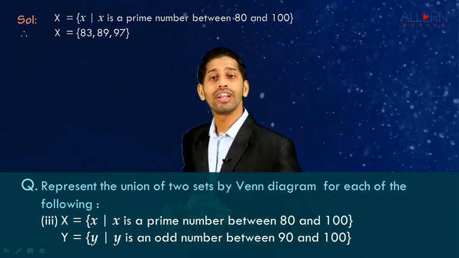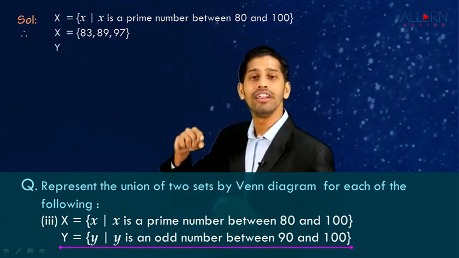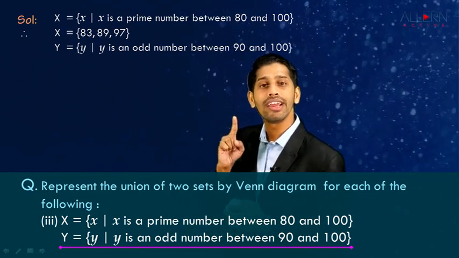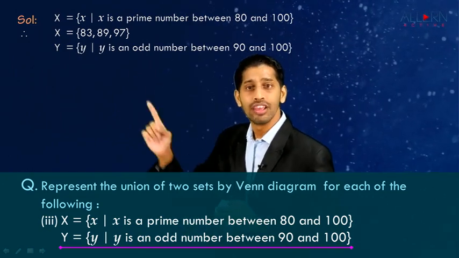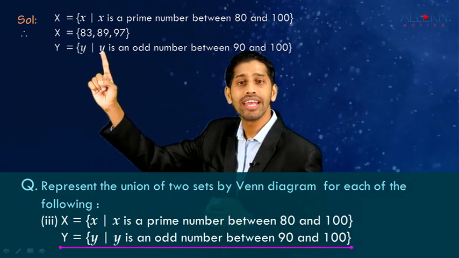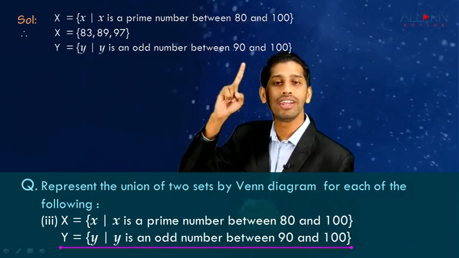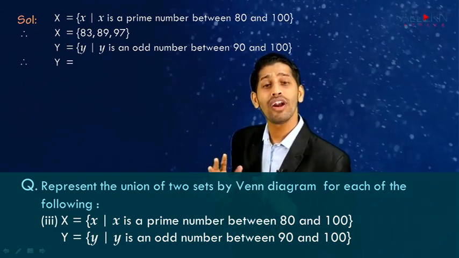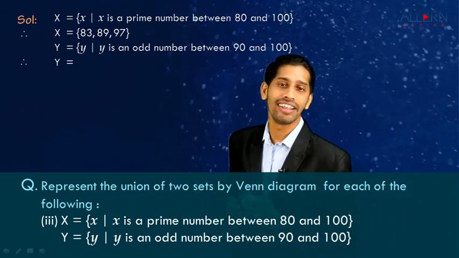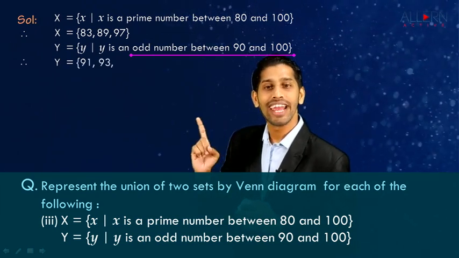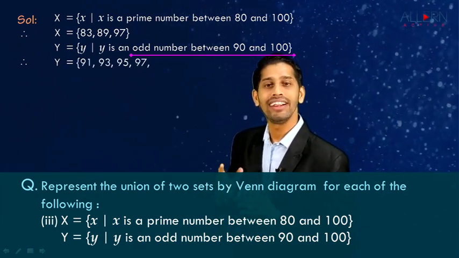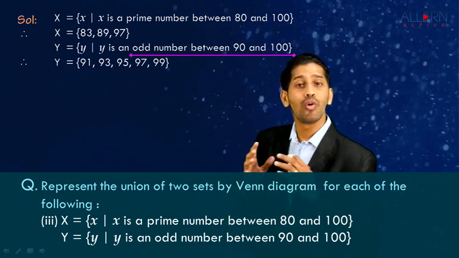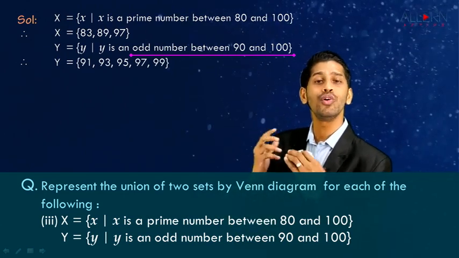Now let's convert another set Y from set builder into roster form. So whatever comes after that small vertical line, we need to solve it first. So after this line, we see that y is an odd number between 90 and 100. So it is very easy. We need to just write all the odd numbers between 90 and 100. That is 91, 93, 95, 97 and 99. So what we have done? We have written both sets from set builder into roster form.